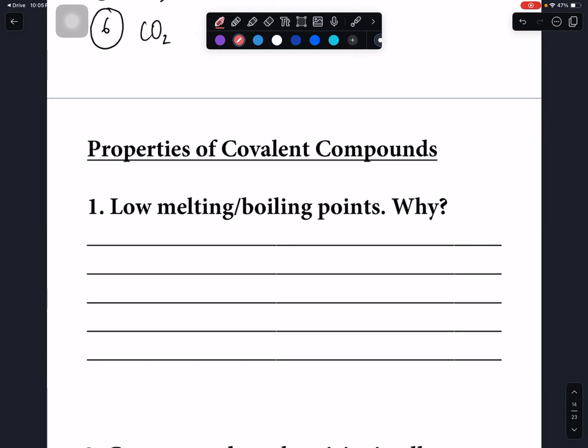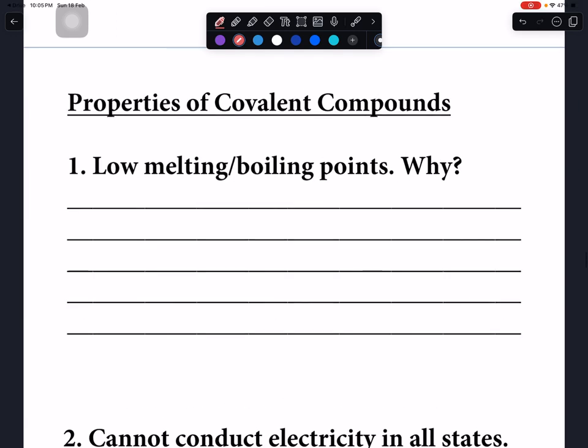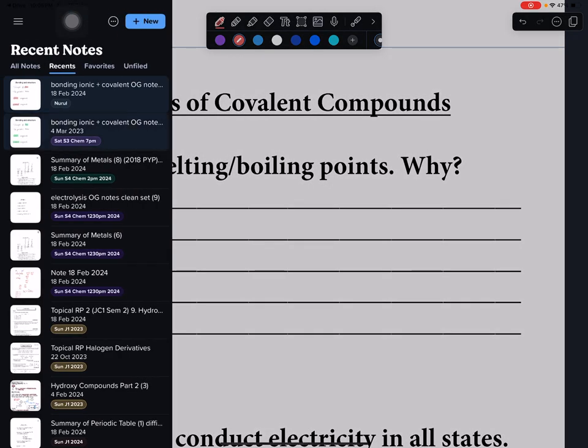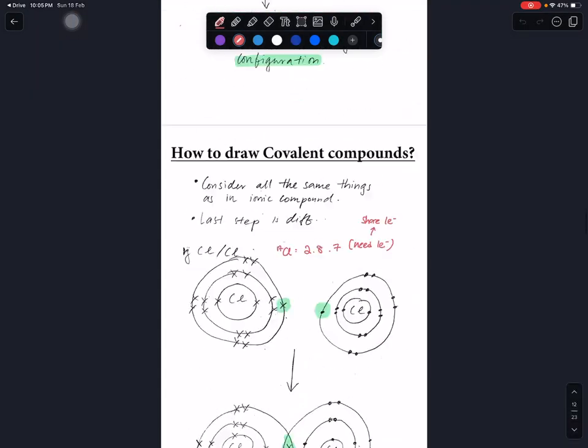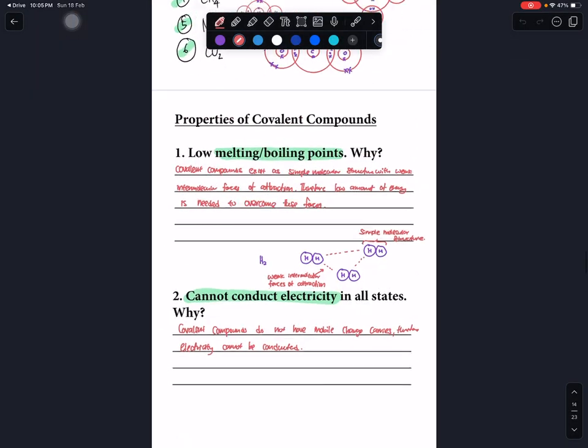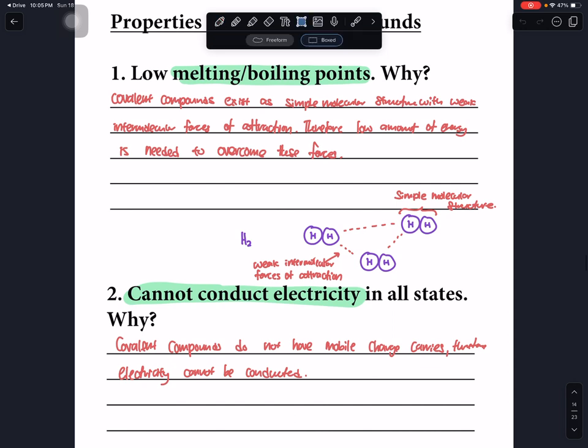Okay, so next will be your covalent compounds. So when it comes to your covalent compounds, there are a few things that you need to take note of. Okay, so maybe let me show you what you need to write down for your covalent compounds first. So in your covalent compounds, this is what you will want them to write.